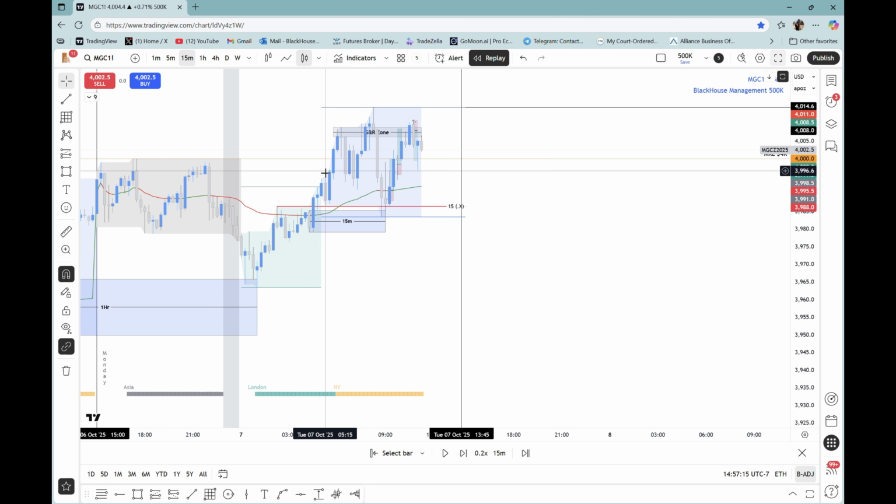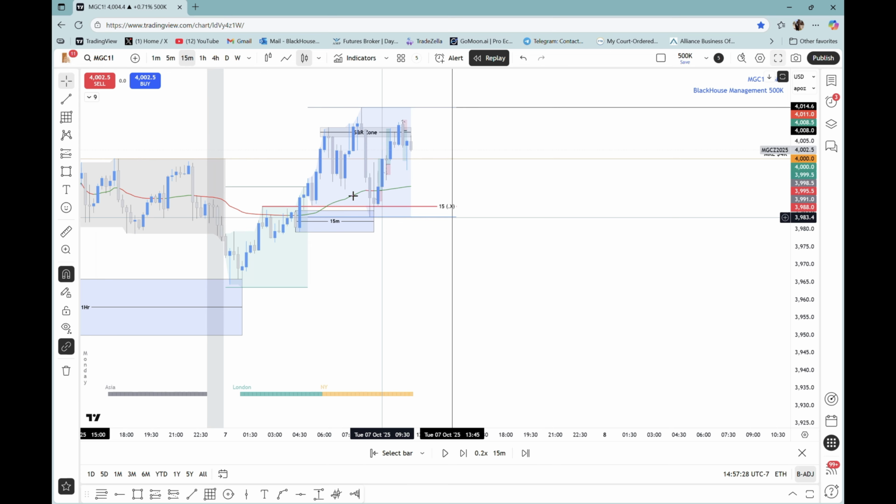And then we finally broke that. We came to retest it just slightly, and then we broke up. And this is where we returned. We came into this level of demand because this is the last bear candle before we had that strong bull candle. So this is where we came in this morning, at 8:45 a.m.